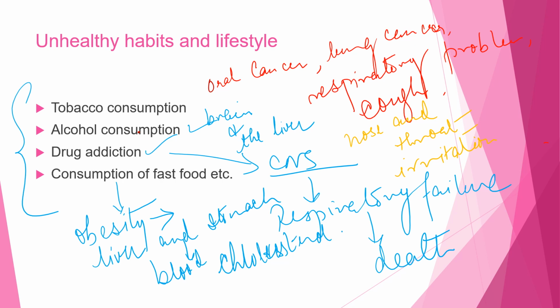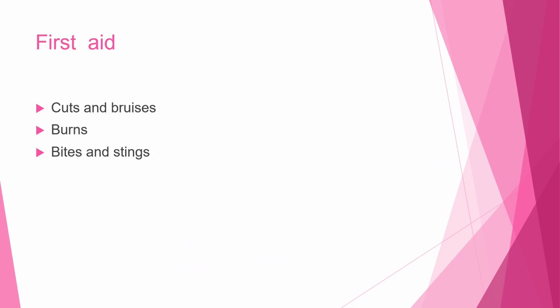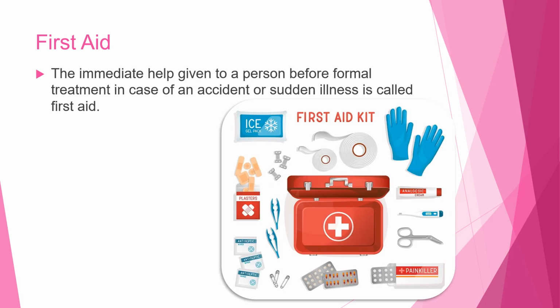So let us move on to the first aid part now. It is very important. So we are going to discuss first aid given in cuts and bruises, in case of burns, and in case of bites and stings. So first we should know what is first aid, right? So let us start. What is first aid? The immediate help which is given to a person before formal treatment in case of an accident or sudden illness is called first aid.